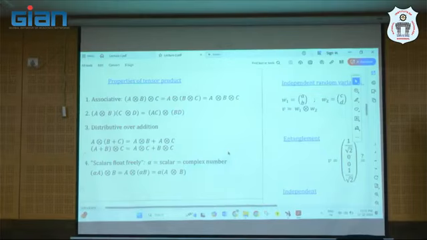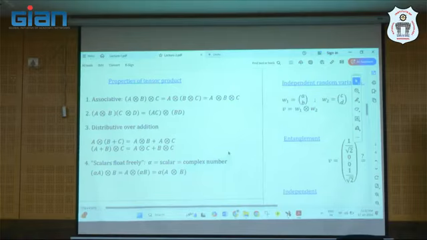No, that matters. Just now we saw that A tensor B is not the same as B tensor A. It need not be the same. Order matters.